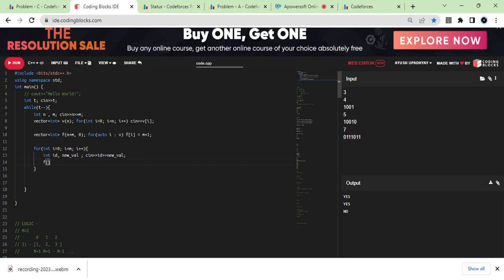So f of previous value. What is the previous value? The previous value is what is currently present at this id. It can be different at different times, because after this, the id is going to have the new value. Before this you have to do calculations, right?